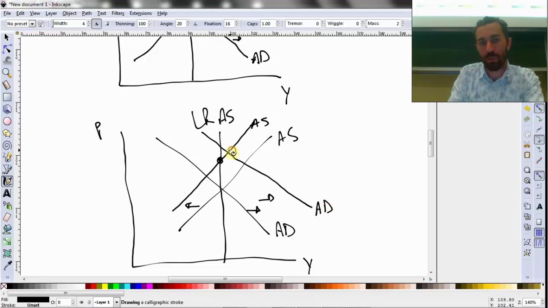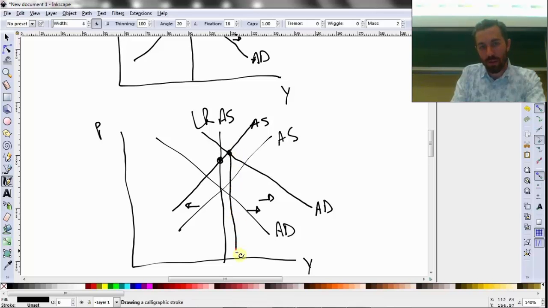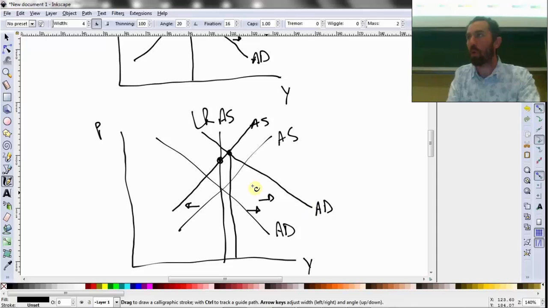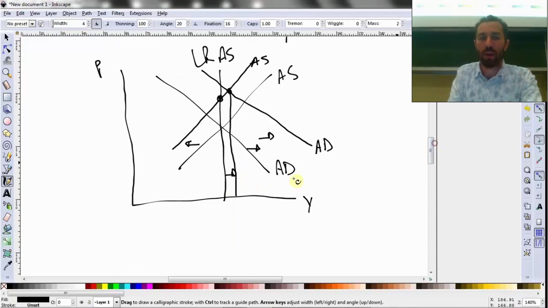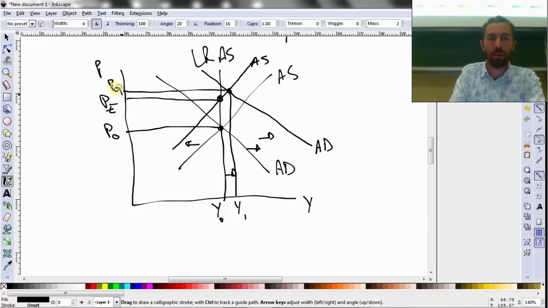What do we end up with? Prices are higher than what was expected because demand increased by more than what people anticipated, and we have an increase in output. Our equilibrium level of output increases from Y0 to Y1. Our prices increase from P0, and instead of increasing to the price that was expected, the prices have actually increased to higher than that, to P1.